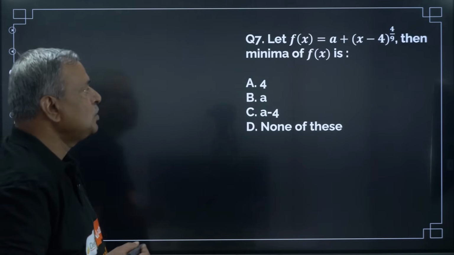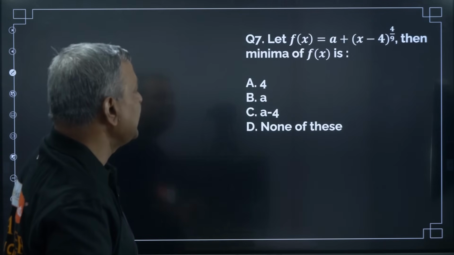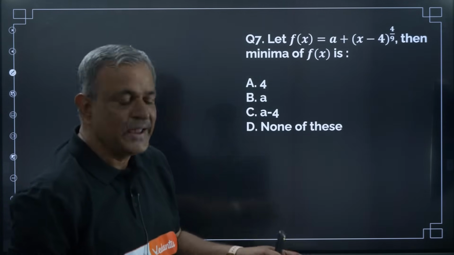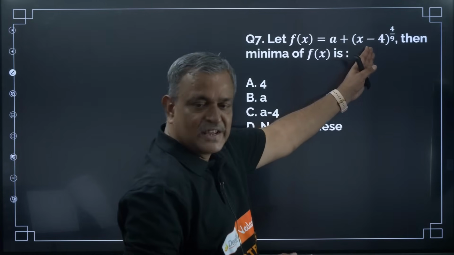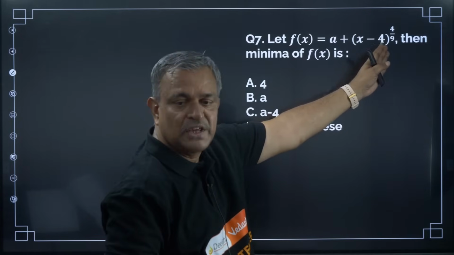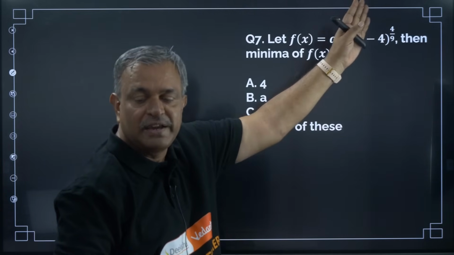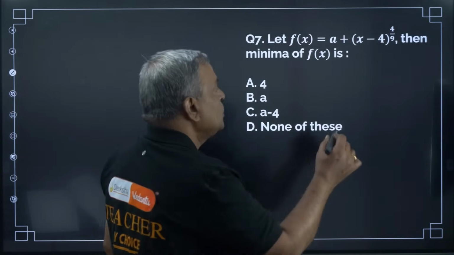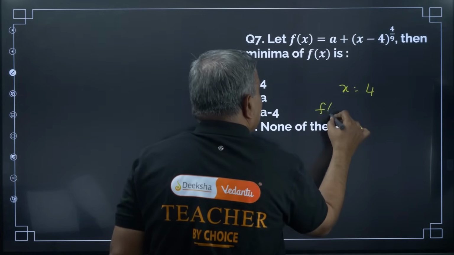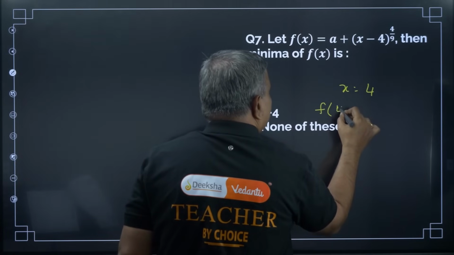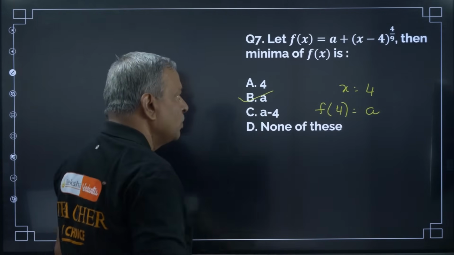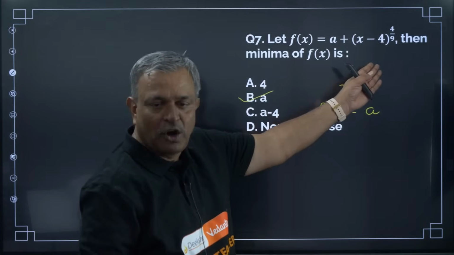Now let f of x be equal to a plus (x minus 4) to the power 4 by 9. The minimum value of f of x takes hardly 10 seconds. Why? As the x value increases, it keeps on increasing. Suppose you take x equal to 1, 2, 3, 4, 5. It keeps on increasing. Obviously, you get the minimum when x is equal to 4. We get f of 4 is equal to a. A will be the minimum value. Clearly, you don't have to solve anything.